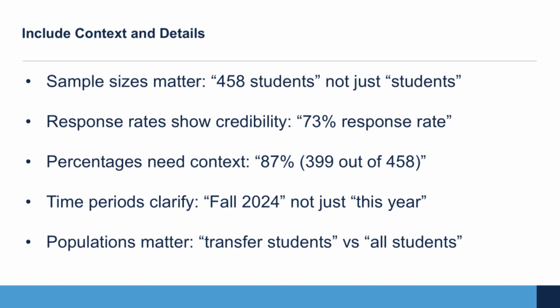Include context and details that give your results credibility. Use specific sample sizes, 458 students, not just students. Include response rates. 73% response rate shows how representative your data is. Put percentages in context, 87%, or 399 out of 458 students. Specify time periods, fall 2024, not just this year. Identify specific populations. Transfer students showed different patterns than continuing students.